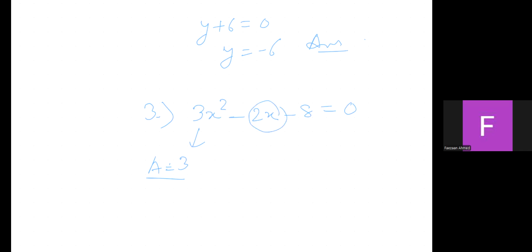In this case, when you are splitting the term, what should happen is that the two terms when multiplied should be equal to not just 8, but should be equal to c, which is the constant term, into a. So the splitting should be such that when you multiply, it should be equal to 3 into minus 8, which is equal to minus 24. So you have to split in that fashion. Otherwise, it will be very difficult for you to get the answer.